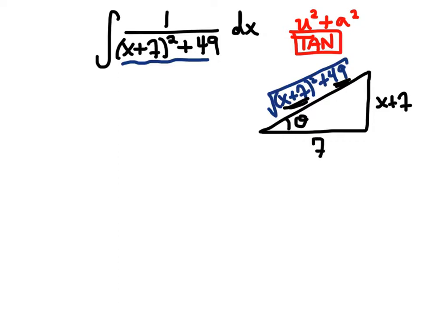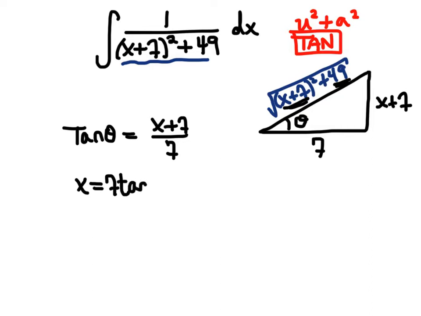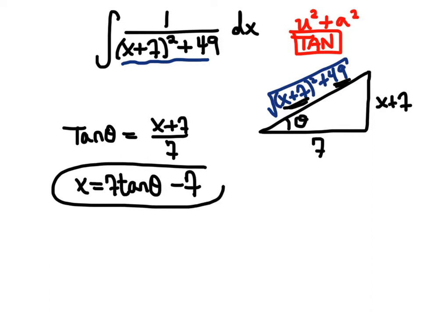Then doing our tangent substitution, we find that the tangent of theta is opposite over adjacent, which is x plus 7 over 7. We solve this for x, so you're going to find that x is 7 tan theta minus 7. The problem asked what would be the substitution that we would make for x in order to compute this integral, and this would be the answer here.